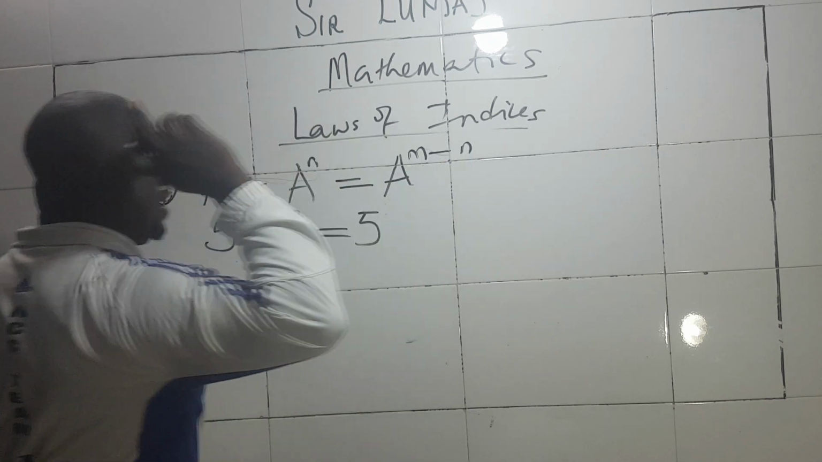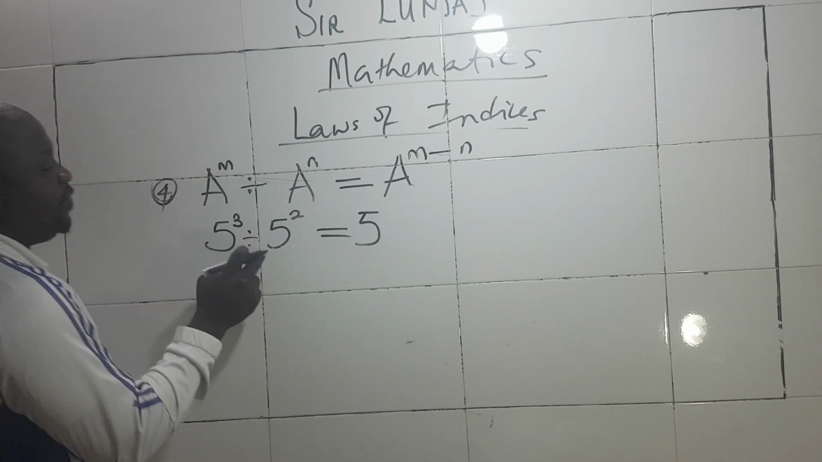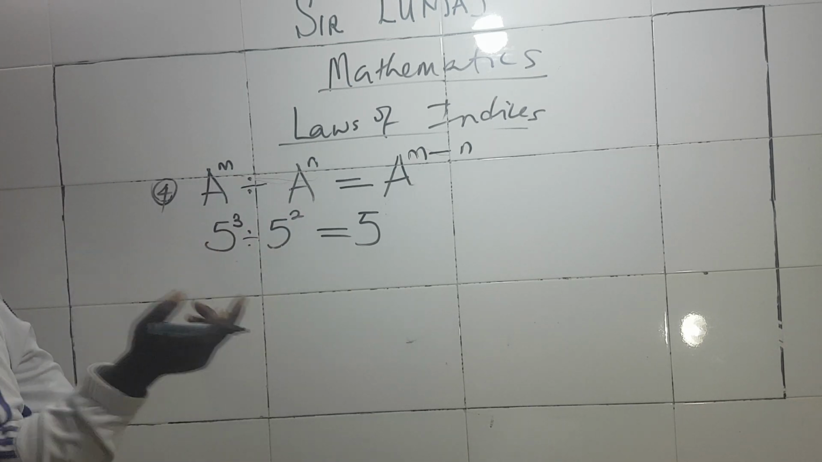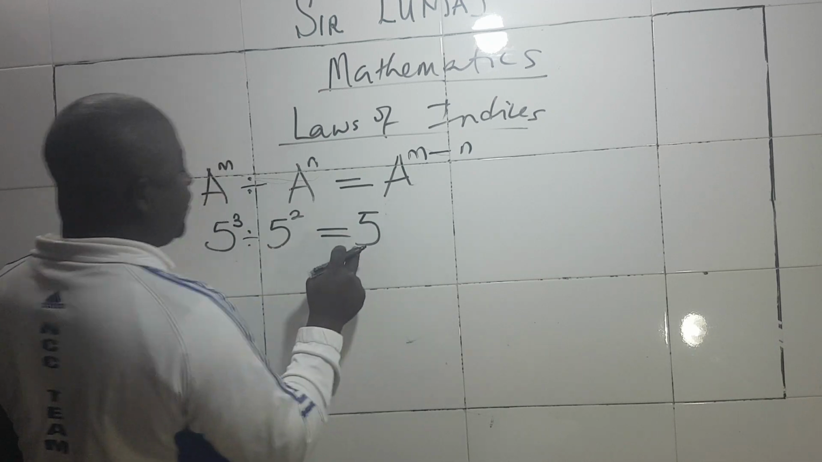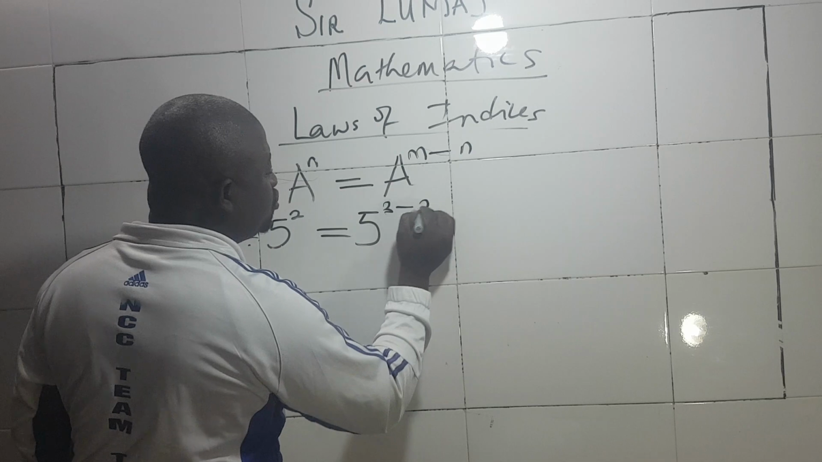M minus n. So for us to solve this, let's say I have 5 raised to power 3 divided by 5 raised to power 2. The rule says that what? Pick one of these. Then we have 5. Then it will now be 3. Remove the dots. It becomes minus 2. So that is what?